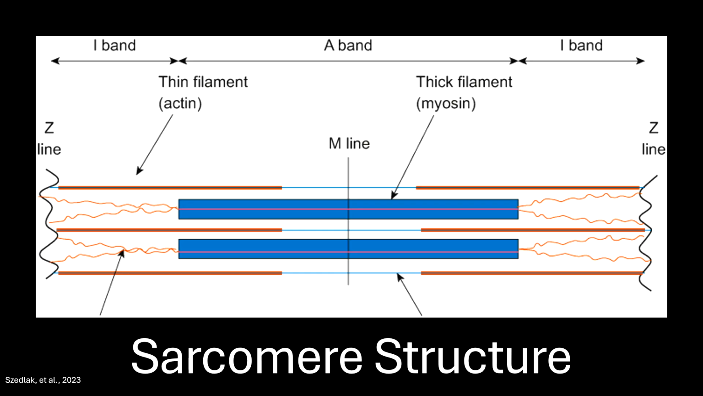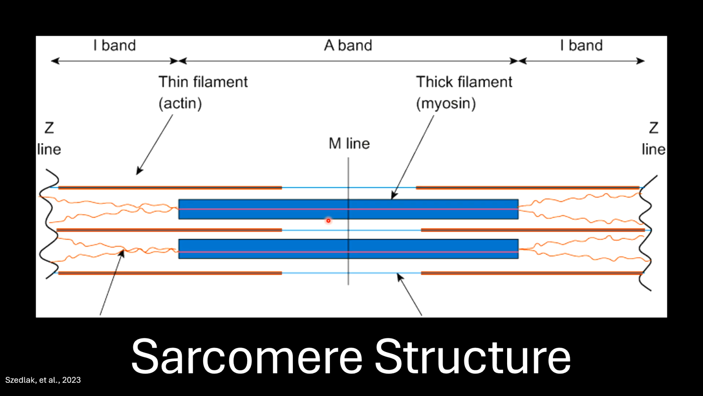Here we have the sarcomere. This is a structure which is the basic contractile unit of the cardiac muscle. The Z lines are the boundary markers of each sarcomere. A bands contain thick myosin filaments. I bands contain actin filaments. The M line anchors the myosin filaments in the center. Titin stretches from the Z line to the myosin filaments, giving that elastic recoil, which helps maintain the alignment.